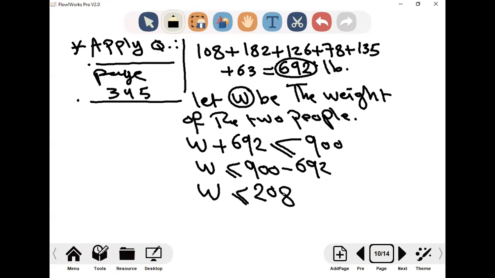What does this mean? W is less than or equal to 208. The total weight of the two passengers must not exceed 208. Why? Because if we have 209, it will be 901, which exceeds 900, which is dangerous for the elevator. Okay, done.